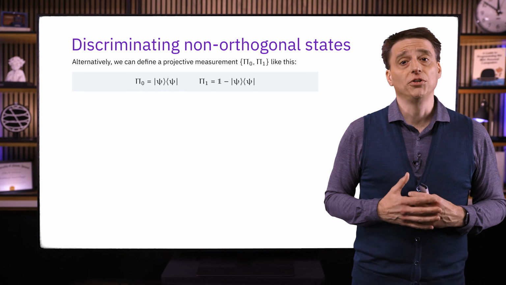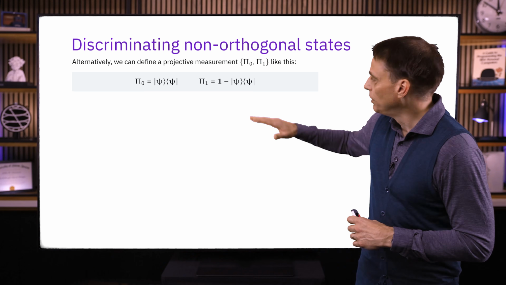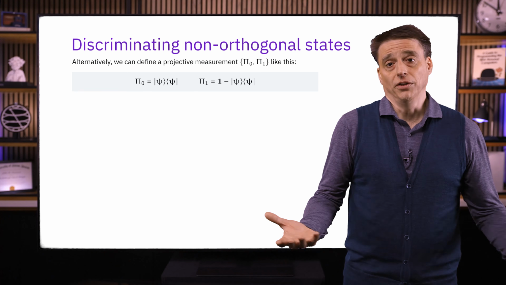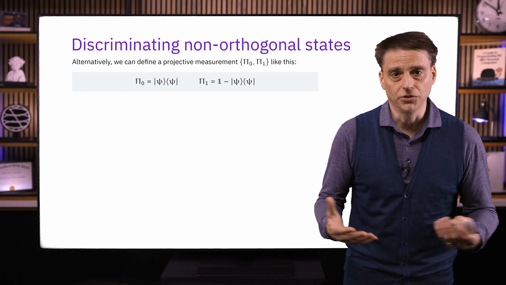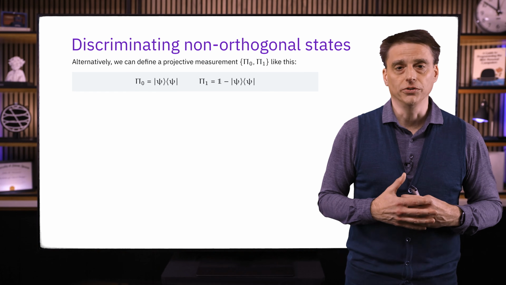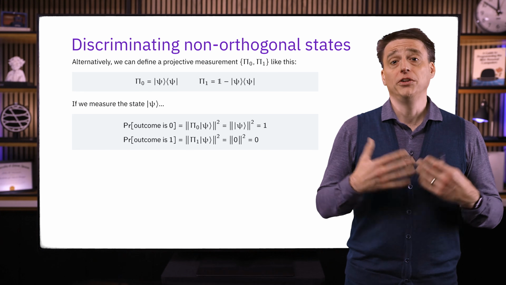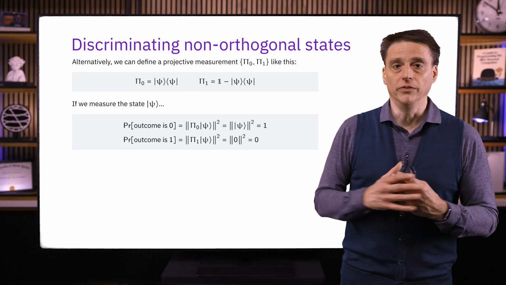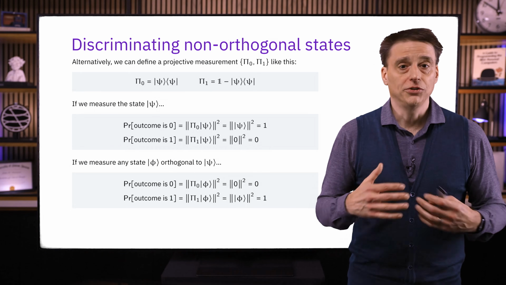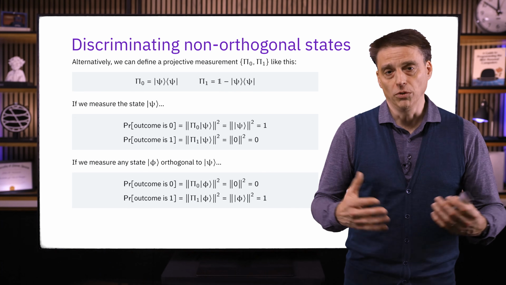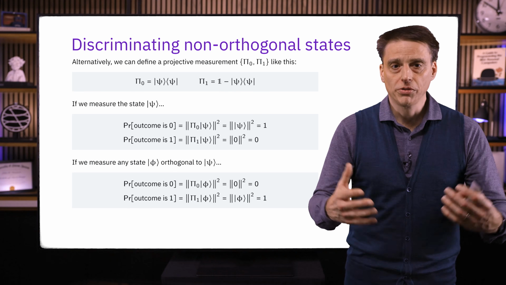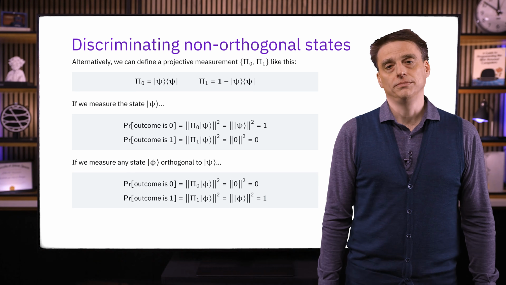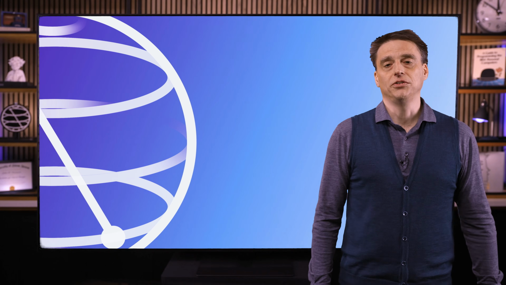Alternatively, we can consider a projective measurement with outcomes 0 and 1 defined as you see right here. In this case, the measurement actually only depends on psi. This measurement perfectly discriminates psi from any state that's orthogonal to psi. If we measure psi with respect to this projective measurement, then we'll get the outcome 0 with probability 1, as these equations reveal. And for any state phi that's orthogonal to psi, we'll get the outcome 1 with probability 1. I won't go through the details of these calculations, but if you're interested, I encourage you to go through the details on your own. And that is the end of Lesson 3.